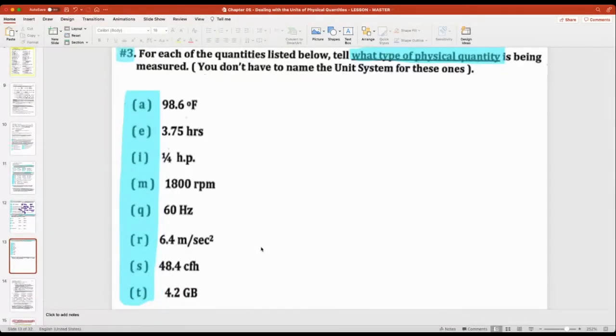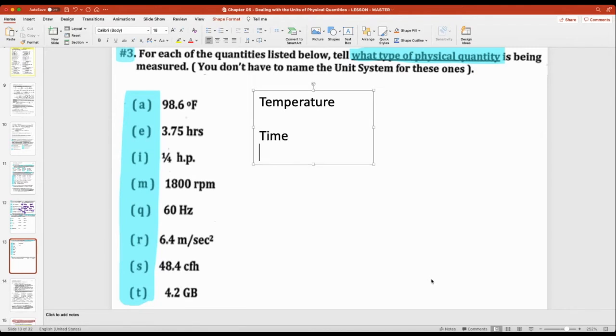For each of the listed quantities below, what type of quantity is it? So I'll do the first one just to kind of break the ice here. Temperature. Your turn. Hours. What's hours? Time. And then the next one. Hours, correct. So HP stands for horsepower, for those that are not sure.